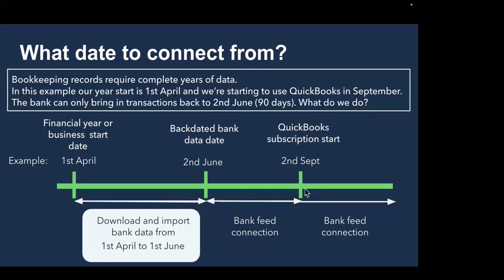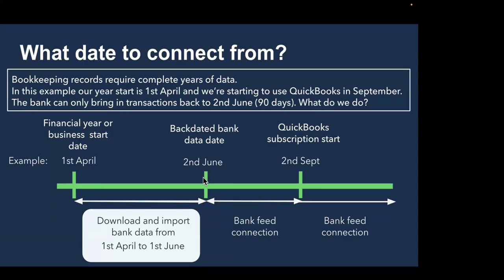So that's going to take us back. So if we're here on the 2nd of September, we could go back 90 days. We could bring in all of that data electronically using that linking account back to the 2nd of June. But we're going to be missing some data from the 1st of April to the 2nd of June. So we'll need to import that.